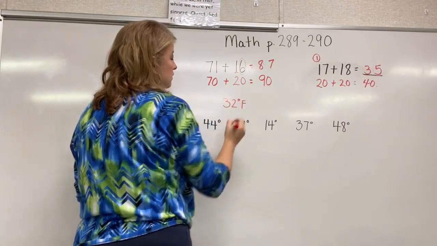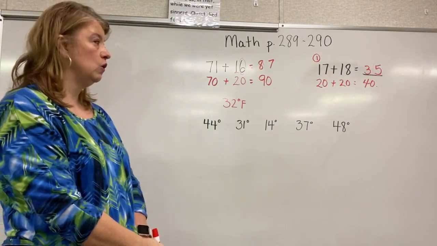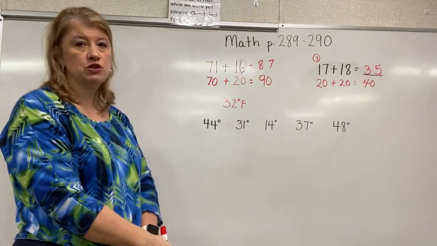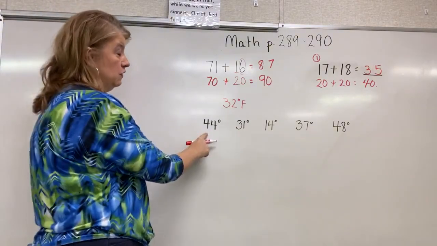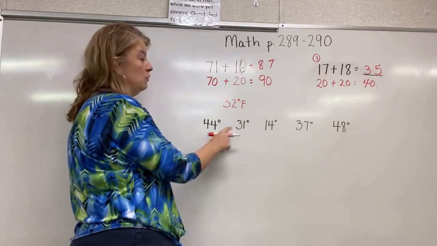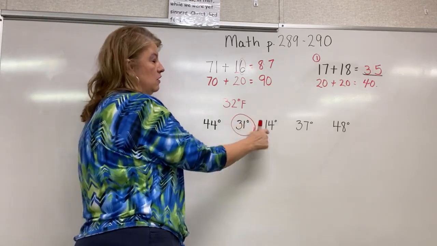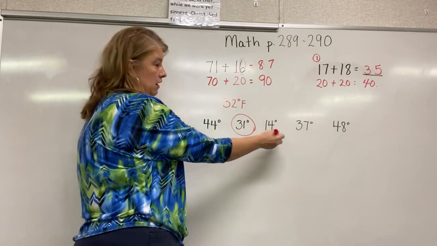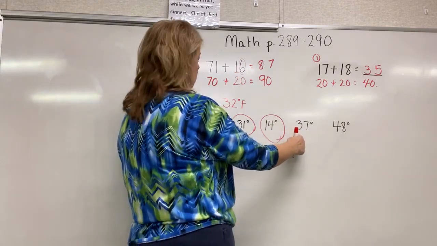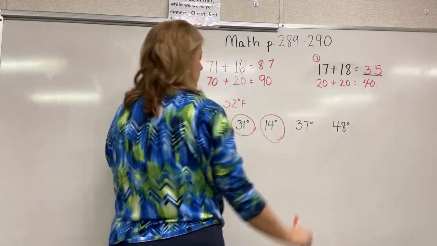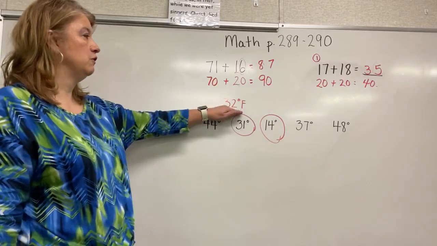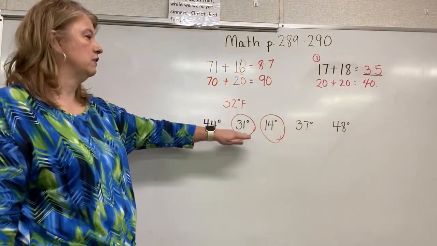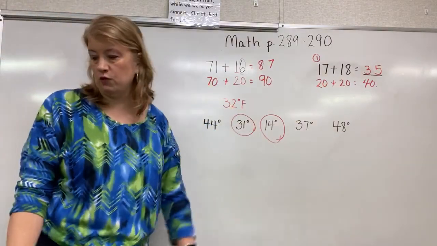So we want to know what is below freezing in these temperatures. Is 44 below freezing? No. 31? Yes. 14? Yes. 37? No. And 48? No. So the temperatures below the freezing point of 32 degrees Fahrenheit would be 31 degrees and 14 degrees.